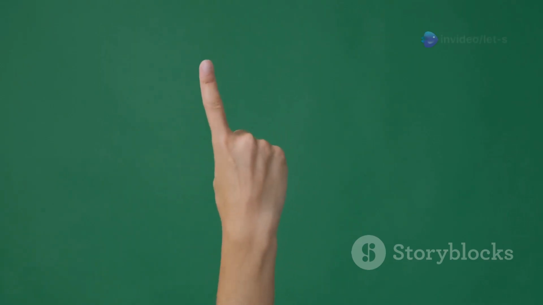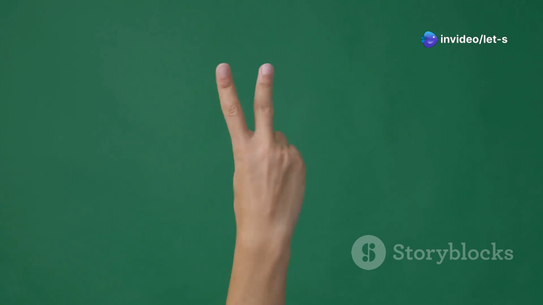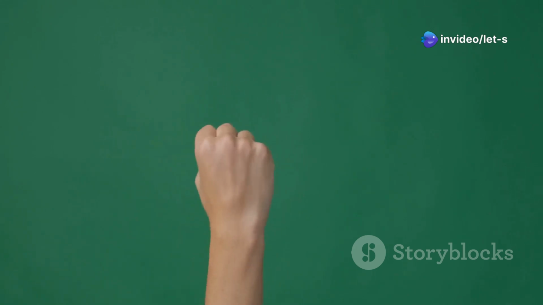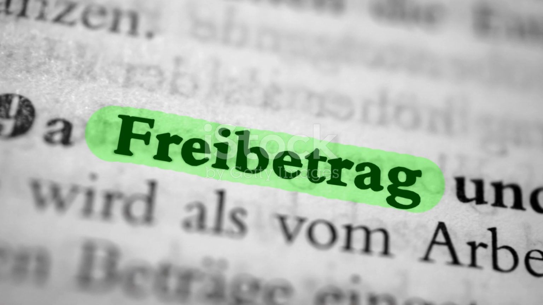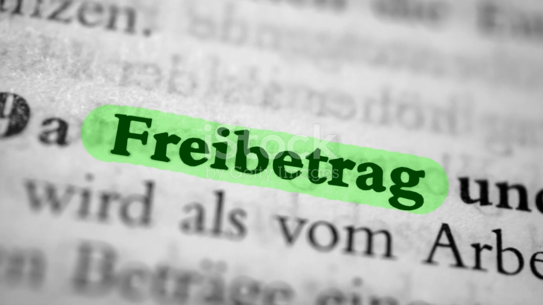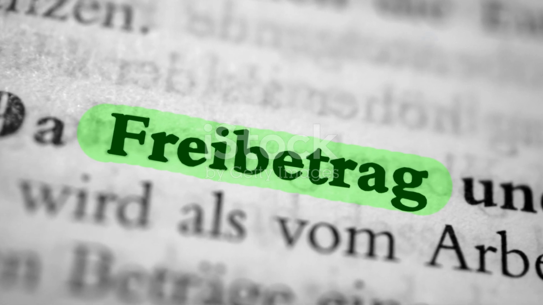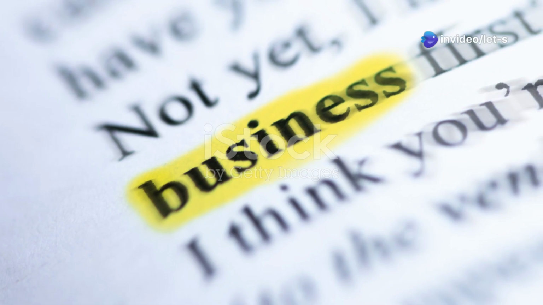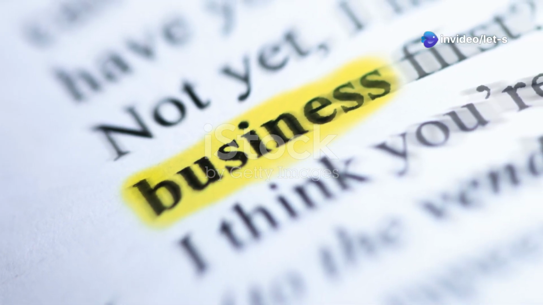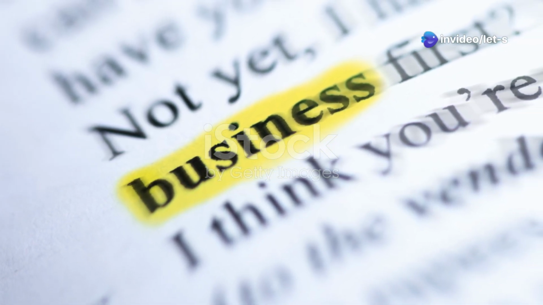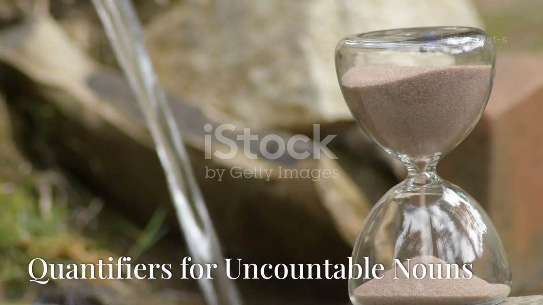Other quantifiers for countable nouns include several, a number of, each, and every. Each of these words helps to specify different quantities and contexts. Each of these words has a slightly different meaning, so pay attention to how they are used in context. For example, several indicates more than a few but not a large number, while each and every are used to refer to all members of a group individually.